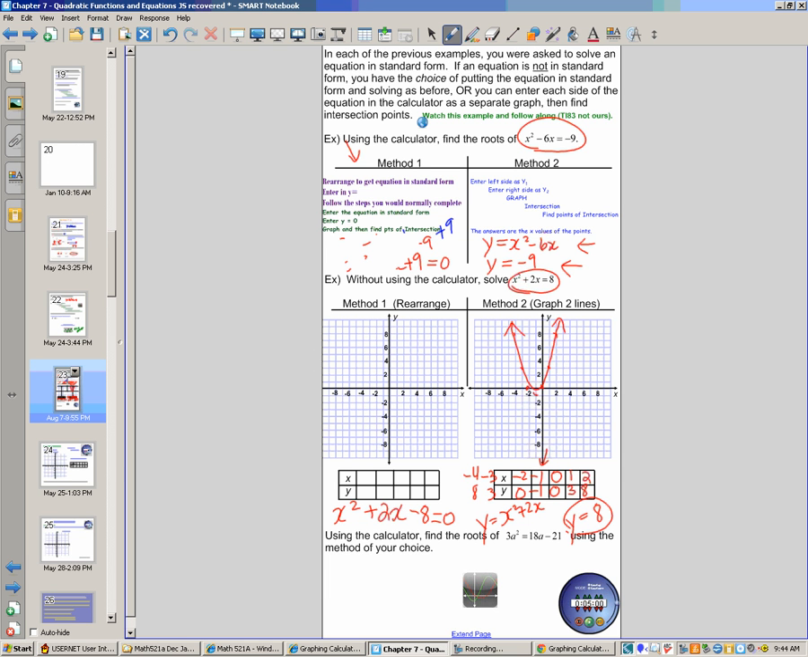And y equals 8. Oops, that didn't go down far enough. Y equals 8. For every value of y, every coordinate, the y has to be 8. So this would be y equals 8.